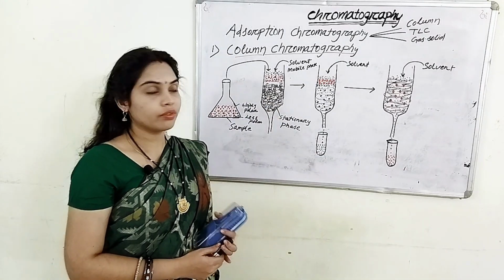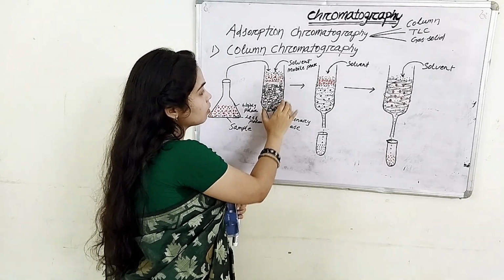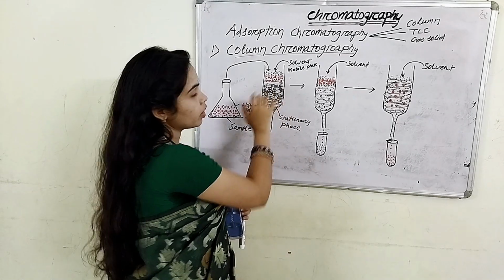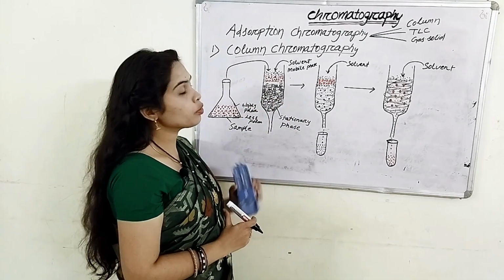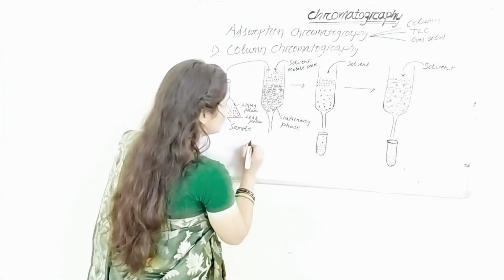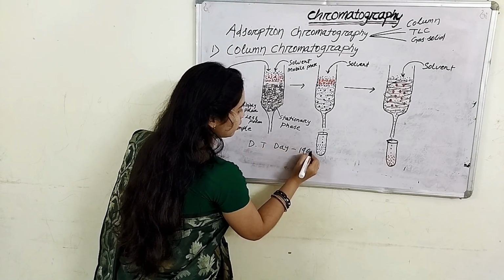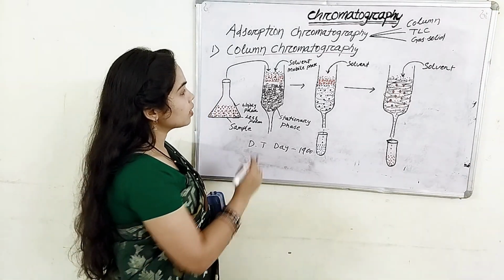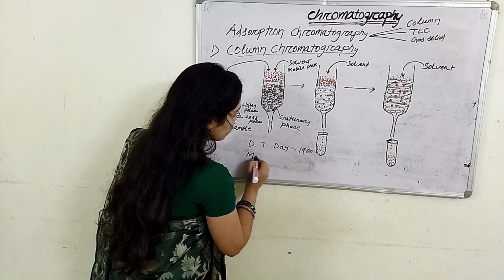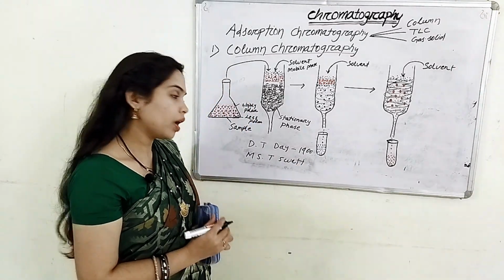In column chromatography, generally we are using one column or this tube-like structure, we called it as column. That's why this chromatography is known as column chromatography. This column chromatography was first developed by one American chemist. His name is D.T. Day in 1900. And after this column chromatography is again used by one scientist, M.S. T. Sweet, for the separation of plant pigments.